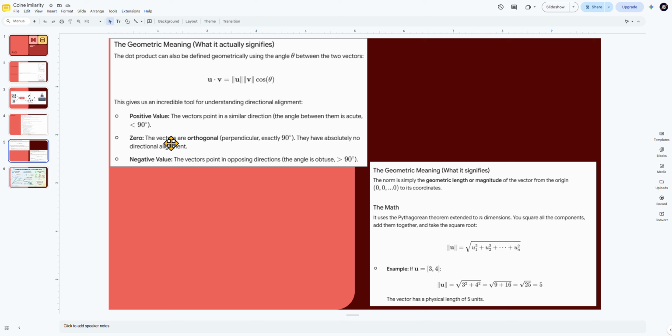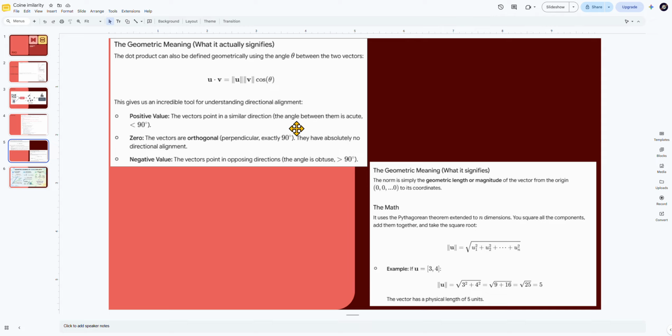If it's a positive value, it means that the vectors point in a similar direction. That is the meaning of it. If it is zero, then the vectors are perpendicular, at 90 degrees. If it's a negative value, then it means that they are opposite in direction. So these are the reasons why we calculate the dot product.